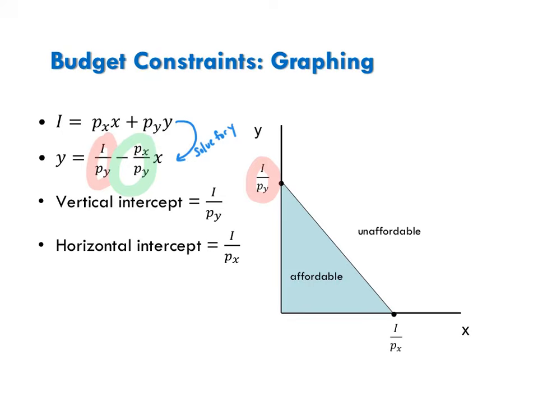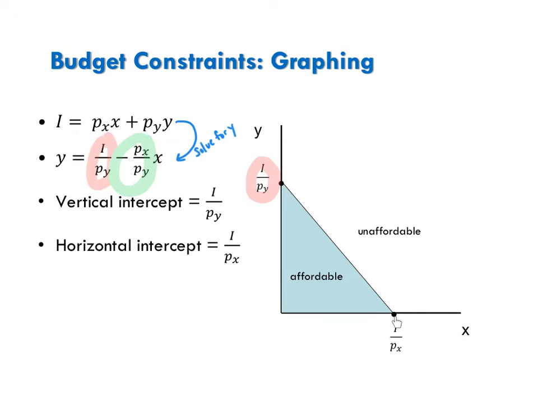Again, the y-intercept, as seen in the equation, is income over the price of Y. This is actually pretty intuitive. The y-intercept represents how much Y the consumer can afford if she buys no X, or how much Y she can afford if she spends all of her income on good Y. With I dollars to spend at a price per unit of P_Y dollars, she can afford I divided by P_Y units of good Y.